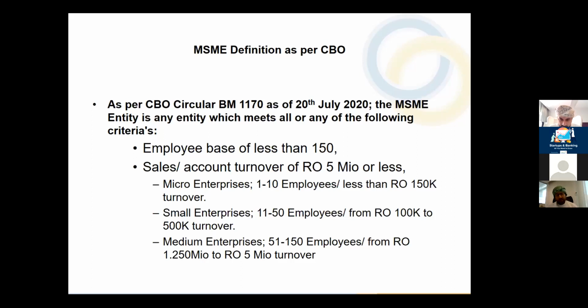So many people do debate. The CBO circular says that any company which falls within one of these calibers, even a company which has fewer than 150 employees but a turnover of 5 million, can be eligible for SME aid, but that of course is subject to discussion. But any company that falls within both of these parameters is definitely an SME, and it falls within the SME financial programs all across the country.